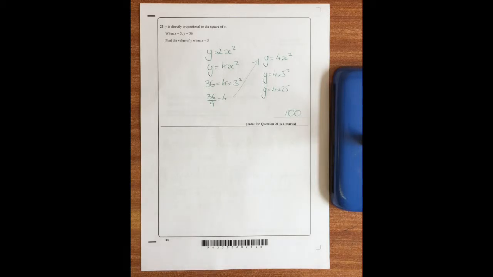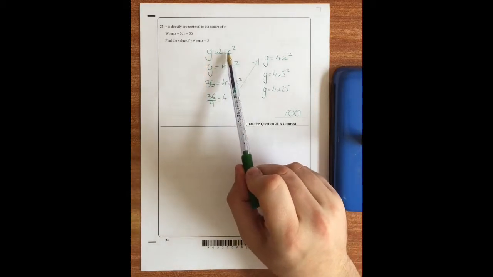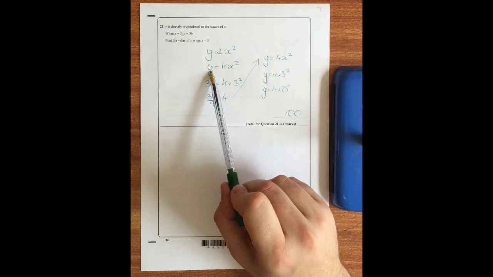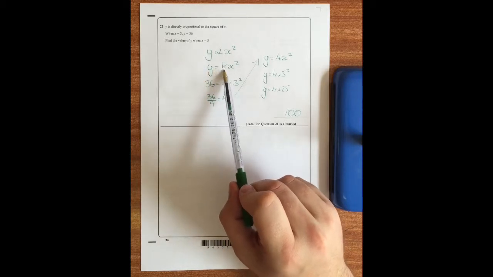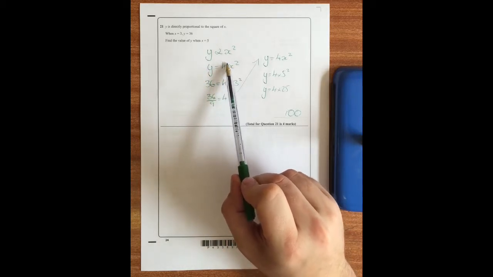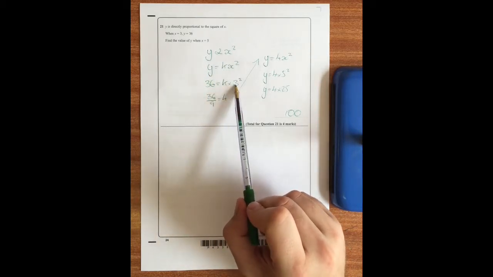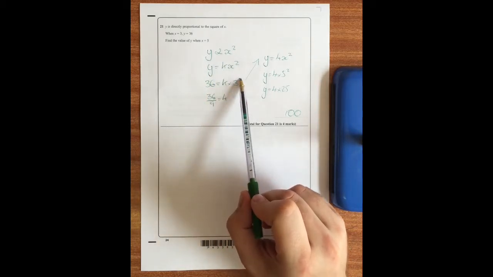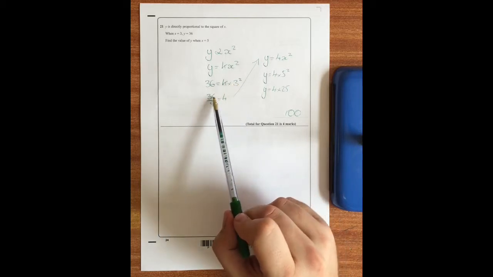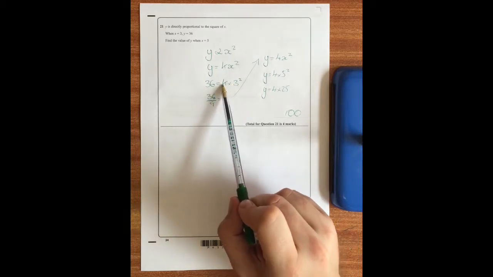Question 21. y is directly proportional to the square of x. When x is 3, y is 36. Find the value of y when x is 5. Well, we can write that down as y is proportional to x squared. So y is equal to the constant of proportionality k times x squared, and this is the key thing that we need to work out. When y is 36, x is 3, so we need to square that also, so that gives us 9. So 36 divided by 9 gives us that k must be 4.